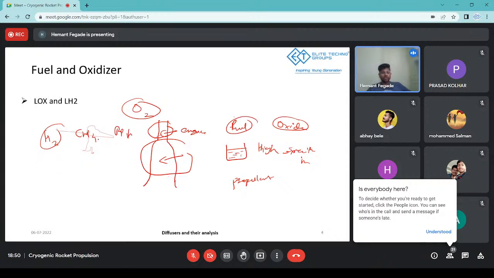If you use hydrogen, methane, and RP, hydrogen among these three would have the most specific impulse, due to its higher calorific value compared to the other two fuels and its lower molecular weight. It has about 2 grams per mole molecular weight as compared to CH4 and RP. Due to this exact reason, you're using hydrogen.